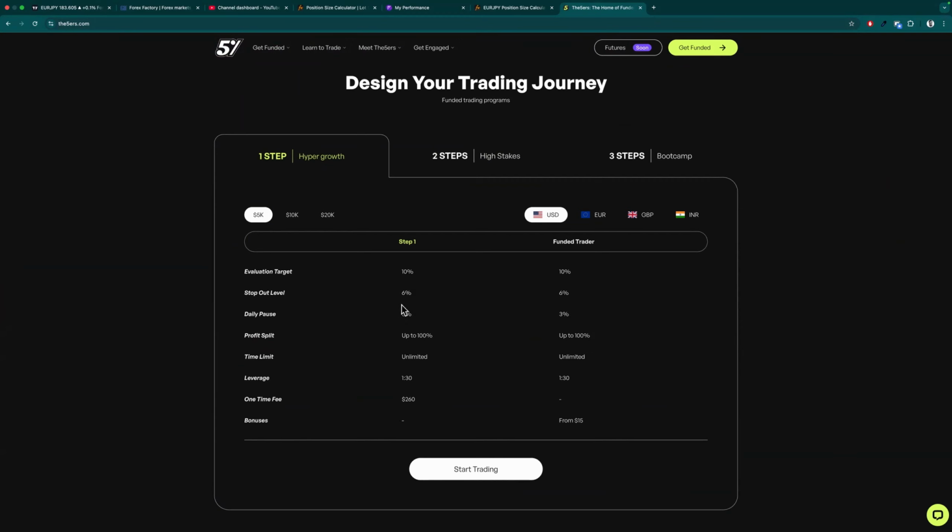Now, when these rules apply, right? Stop out level 6% and 3%. It's like if you're getting funded for $10,000, if you're risking 1% on a $10,000 account, you can only go down till $600. If you lose $600, your account is breached. Like you can't trade anymore. Then you'll have to buy another account. So 6% is the stop out level.